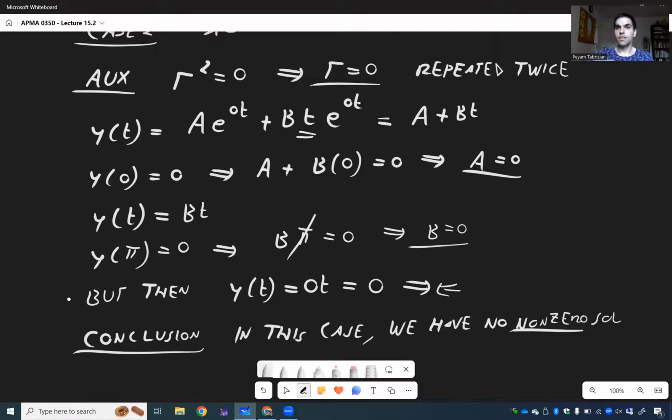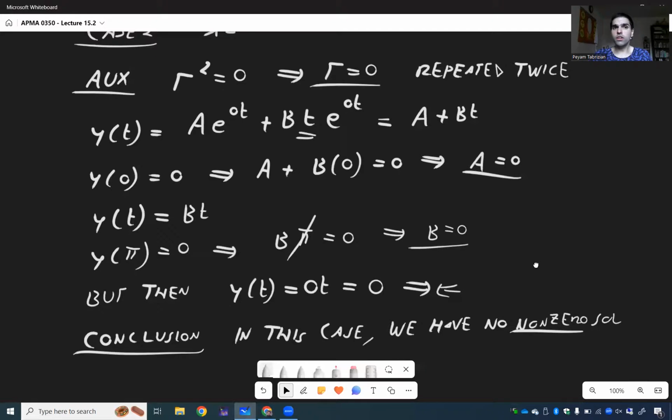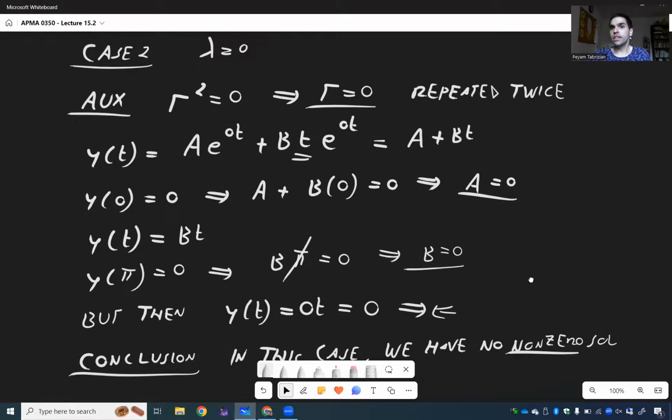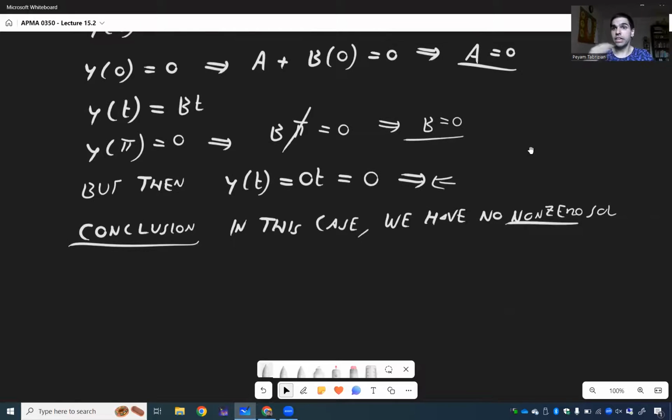And that's where we can start sweating, because we saw in case 1, there were no non-zero solutions. In case 2, there were no non-zero solutions. Well, let's see what happens in case 3. Hopefully they'll work. I mean, it will work, because why would I teach about it, right?